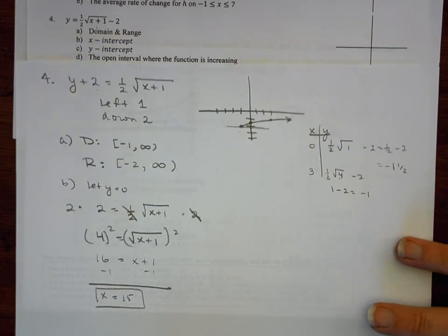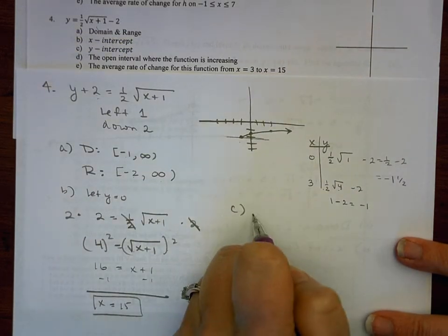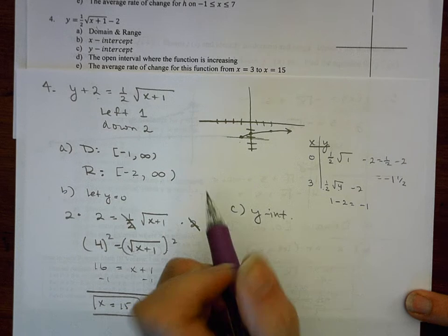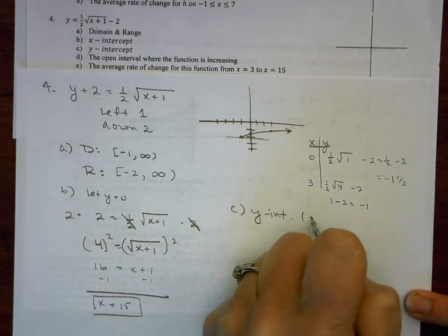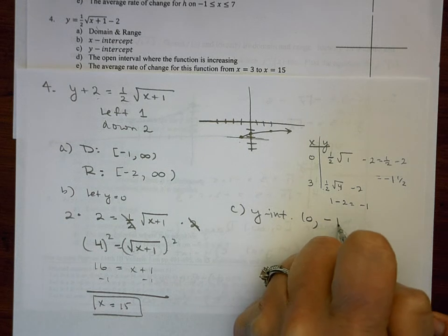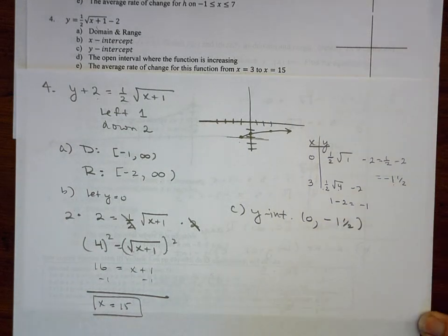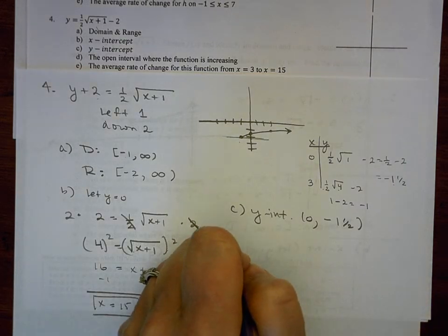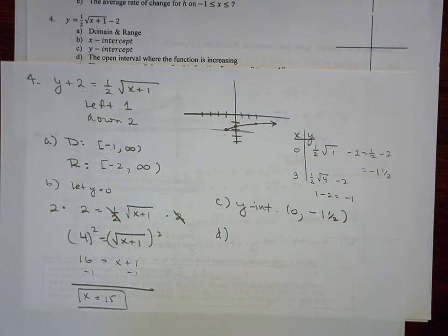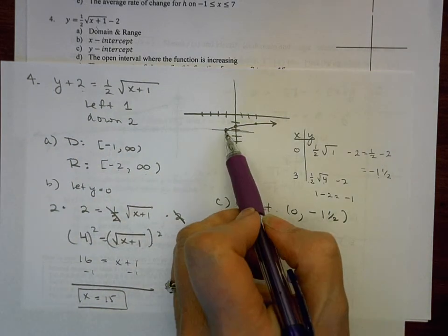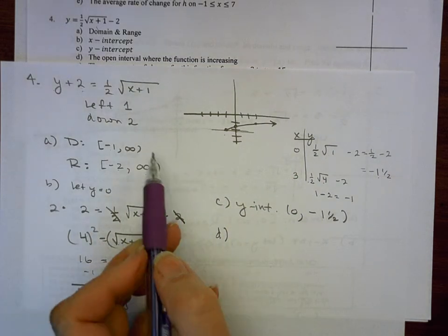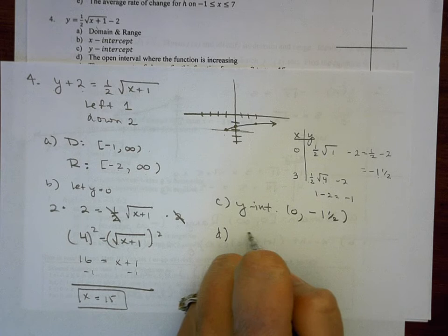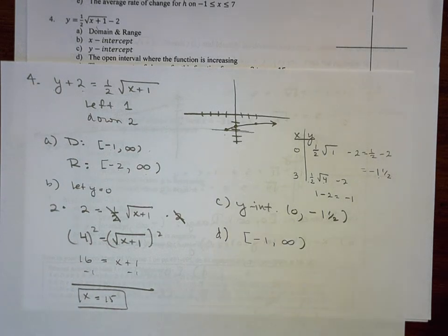Okay. And then for part C, my y-intercept, I can tell by my graph that it's right here, right? And that was when x was 0. And it was down at negative 1 1/2, right? And that was off of my t-table here. And then for part D, we want to know where is my function increasing. So if I look here, it's always going upwards. So it's increasing for its whole domain, which is right here. So it's increasing along its entire domain. So from negative 1 to infinity.